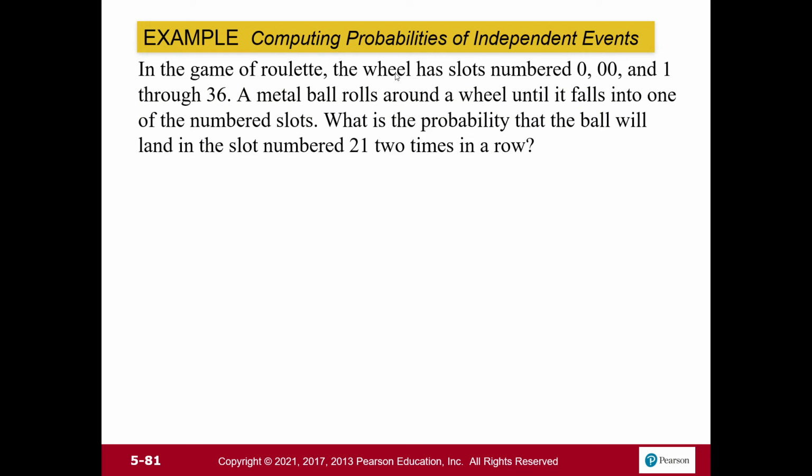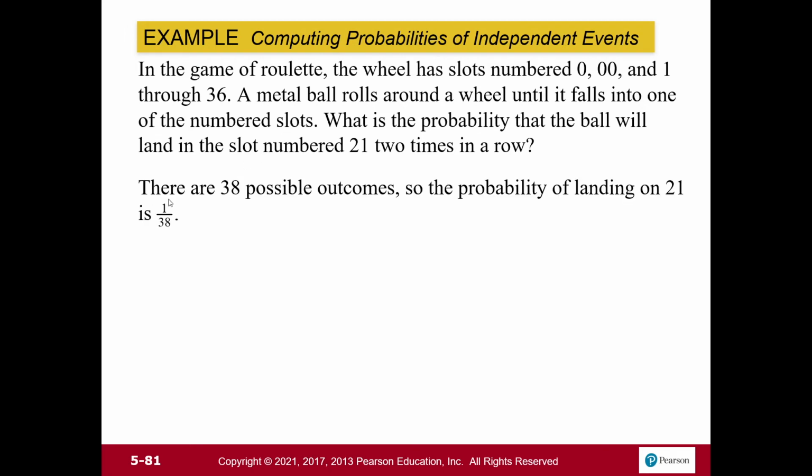In the game roulette, the wheel has slots numbered 0, 00, and 1 through 36. A metal ball rolls around a wheel until it falls into one of the numbered slots. What is the probability that the ball will land in the slot numbered 21 2 times in a row? Well, the first thing we have to think about is whether this is an independent event. Yes, it is. Spinning the roulette wheel and having the ball circulate around before it drops in are independent of each other.